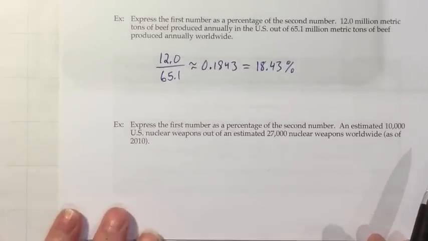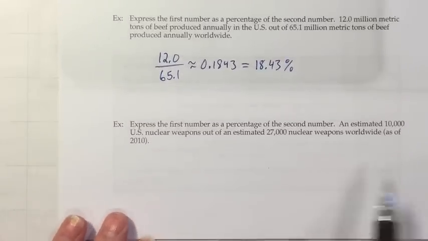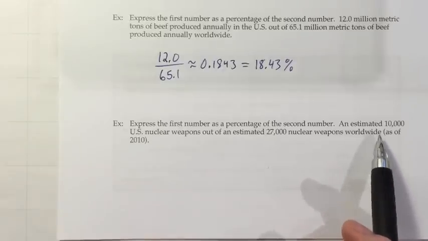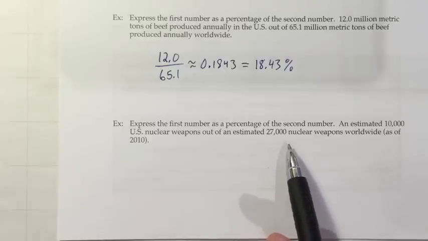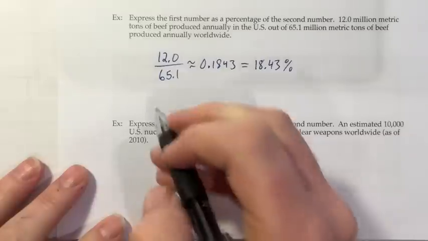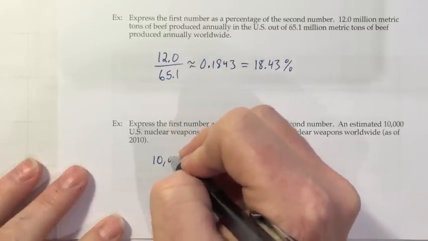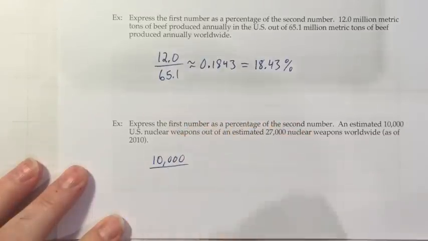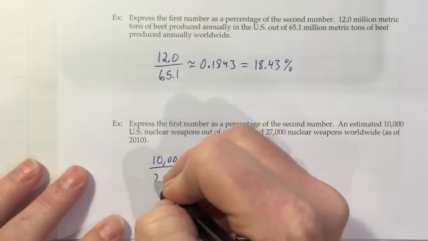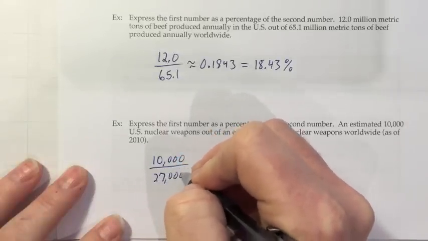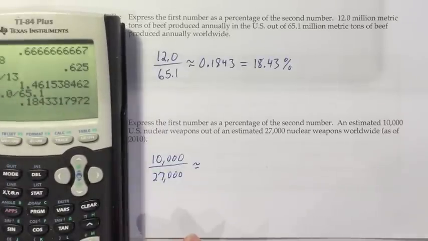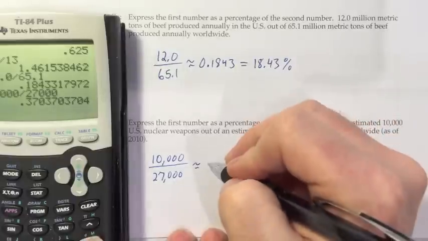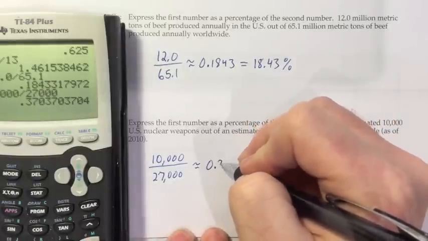And then just another one very similar. Express the first number as a percentage of the second. An estimated 10,000 US nuclear weapons out of an estimated 27,000 worldwide. So same idea, a little scarier topic, but same idea. 10,000 in the US divided by 27,000 worldwide. Go to a decimal first. We get approximately 0.3704.